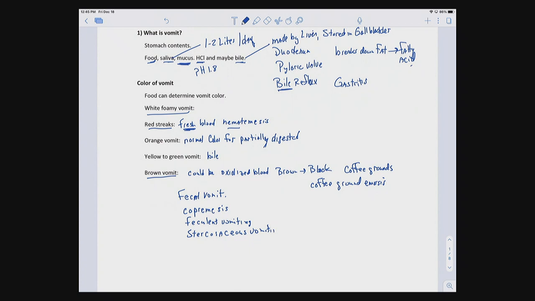Stercoraceous vomiting. Okay, again, some medical terms for the same thing. All right, so now you're asking, how is this possible? If the patient is literally vomiting feces, then the odds-on favorite as to why that is the case is that they have a lower bowel obstruction.